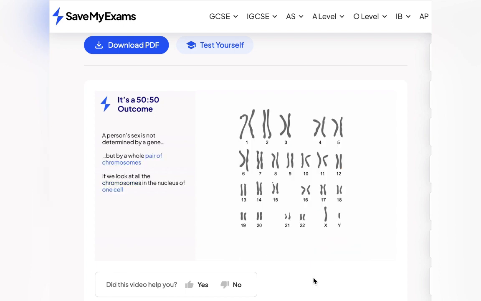If we look at the chromosomes of one cell, we see 23 pairs of chromosomes arranged in size order. This is the 23rd pair, shown here. These are called XX or XY chromosomes. Remember that in our body cells we have 23 pairs of chromosomes, that's 46 individual chromosomes per cell. Examiners do like to assess this knowledge.